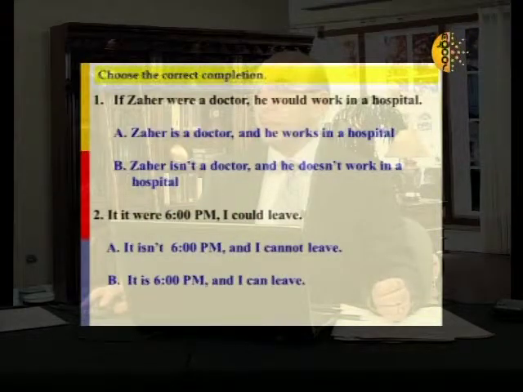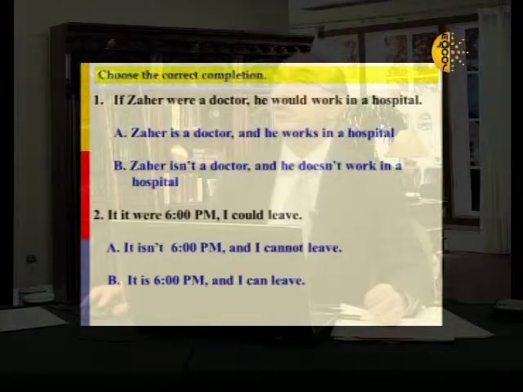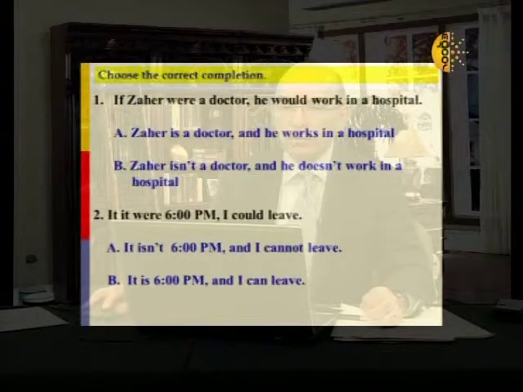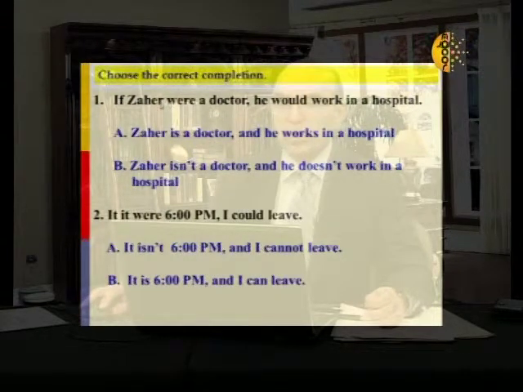Let me give you some other examples and some other type of exercises. Here, I want you to choose the correct answer based on the meaning. Choose the correct completion. Let me read the sentence for you first. If Zahir were a doctor, he would work in a hospital. This is the sentence. If Zahir, the name of the person, were a doctor, he would work in a hospital. Now I have A and B, two possible meanings of this sentence.